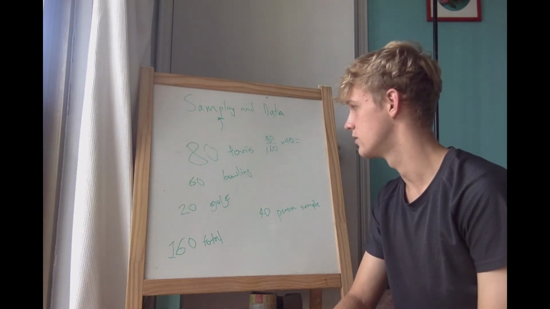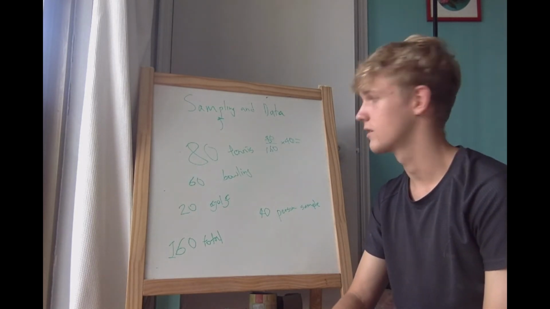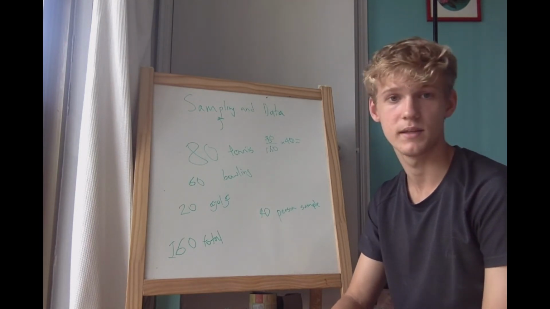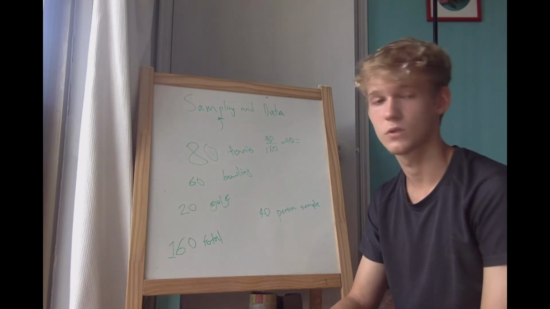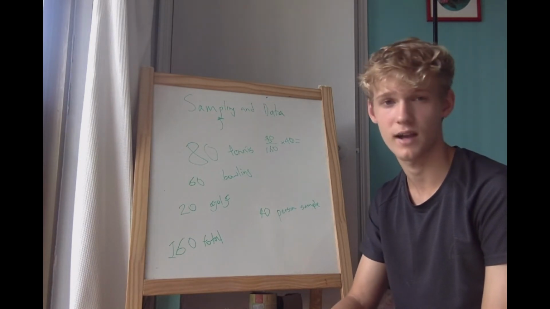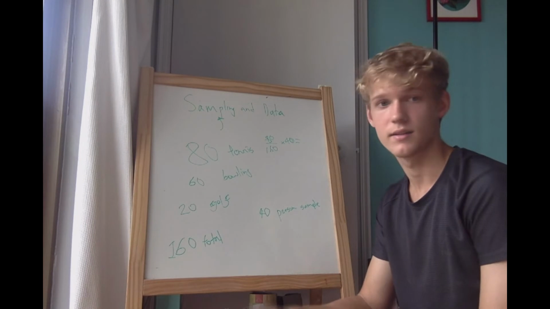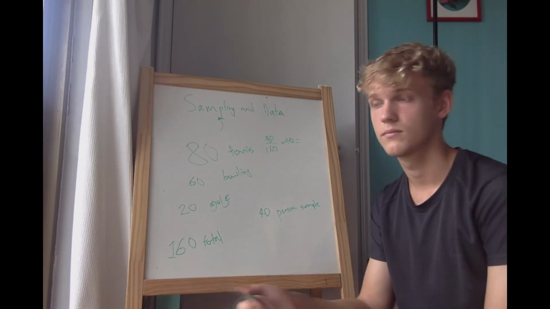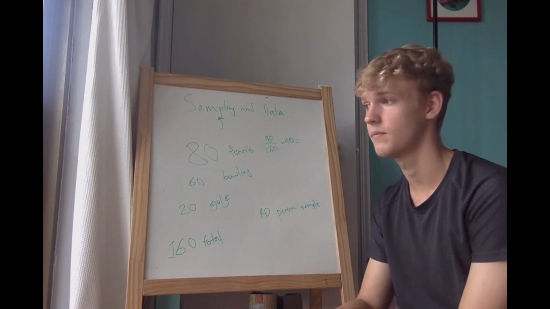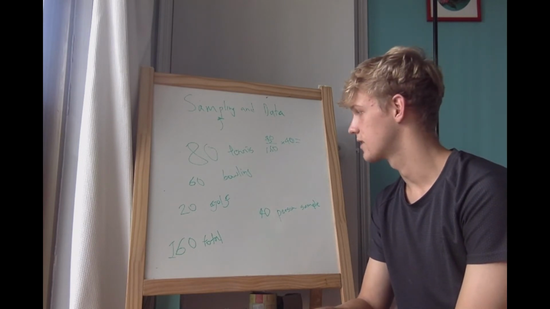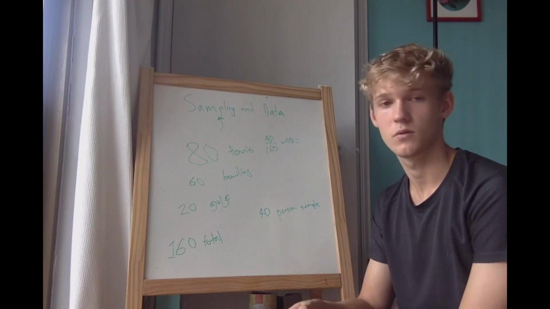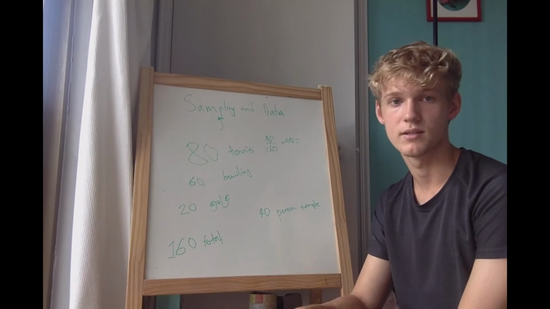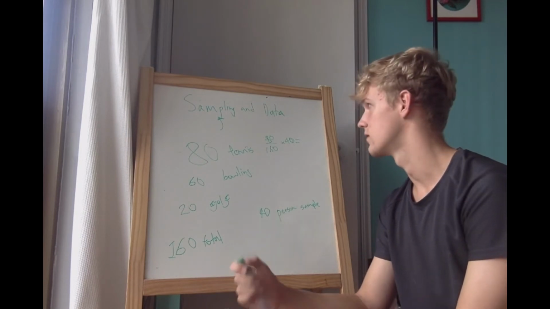And then the way you do maybe a simple random sample in this situation would just be taking 40 names out of a hat and asking them. Convenient sampling, maybe you ask the people who are in the restaurant at one time. And then systematic sampling would be looking through the member list and picking every fifth person, something like that. So those are the different types of sampling for you.